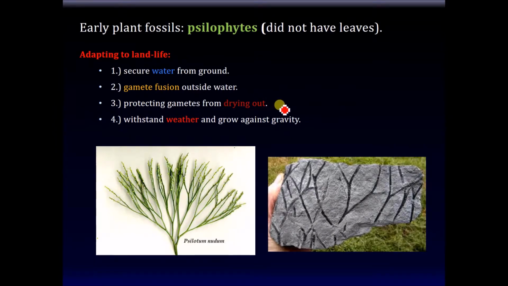The third thing that they have to do is protect the gametes from drying out, right? How does a plant protect the seed from drying out? And finally, they have to withstand weather, withstand the elements, and they also have to grow against gravity, right? So these are some of the adaptations that the plant had to make to live on land.